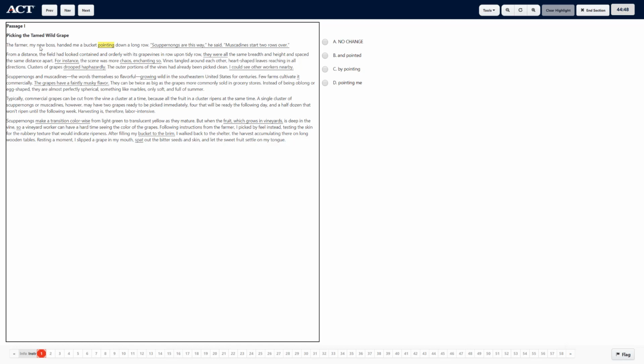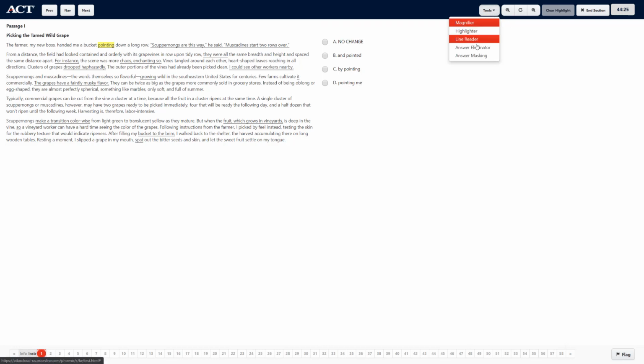So the farmer, my new boss, handed me a bucket, pointing down a long row. "Carbon dioxide this way," he said. "Muscadine starts 2 rows over." Okay. So here we have our answer choices. So we can discard this option. It's not D. "By pointing" is not correct either, because by pointing means that he handed you the bucket by pointing it. That's not correct here.